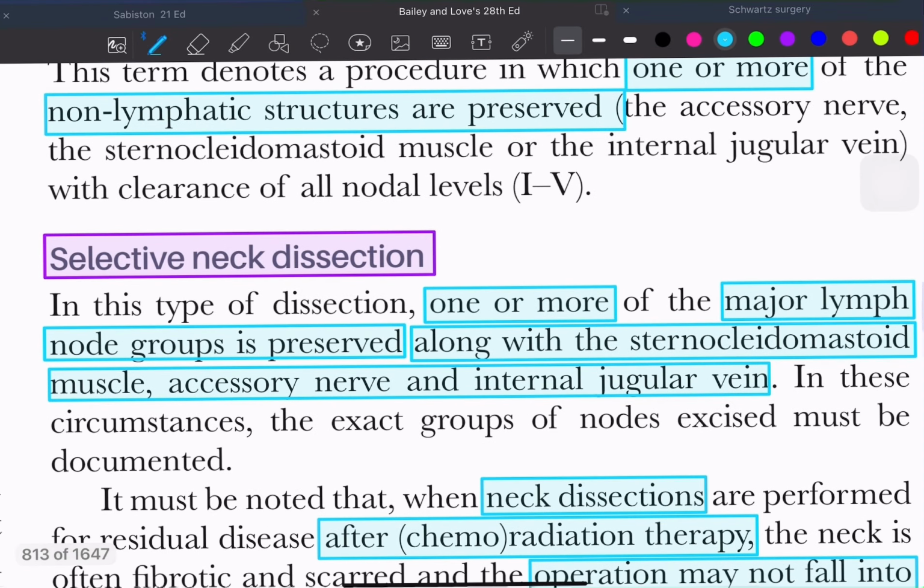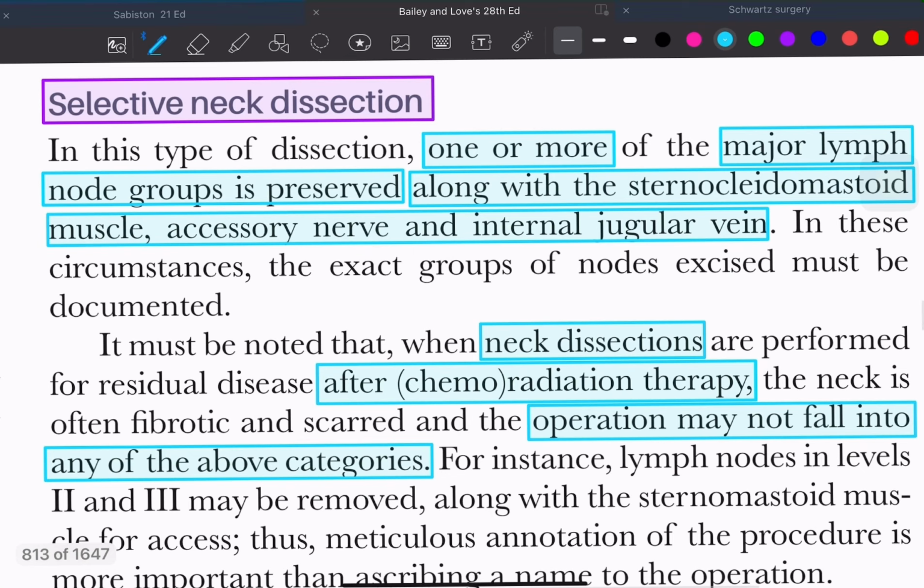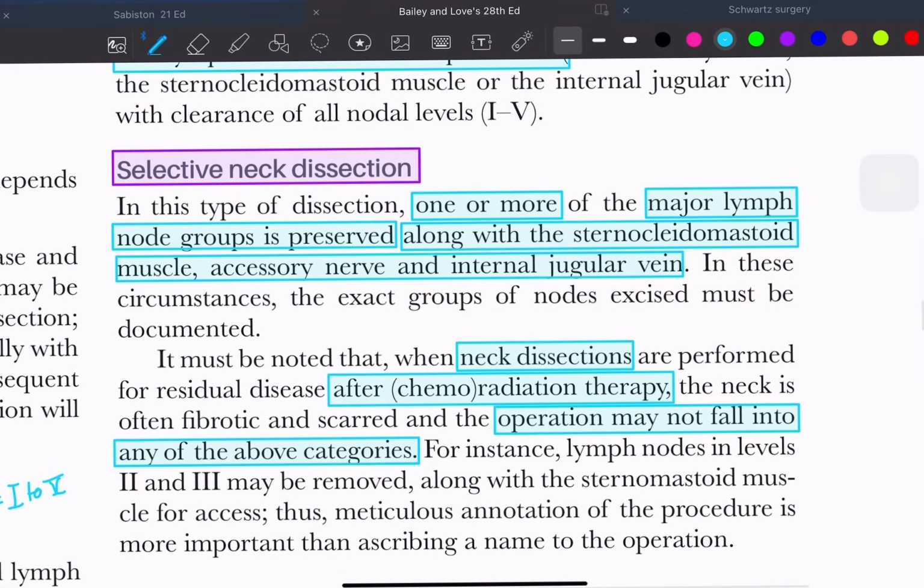Now come to selective neck dissection. So we are further going to select in the neck. In selective neck dissection, we are going to select the lymph nodes. In this, one or more major lymph node groups are preserved along with non-lymphatic structures like the sternocleidomastoid muscle, accessory spinal nerve, or internal jugular vein. And one important thing: neck dissection after chemoradiation may not fall into this category. It may be a one-liner. So this much is given in Bailey.